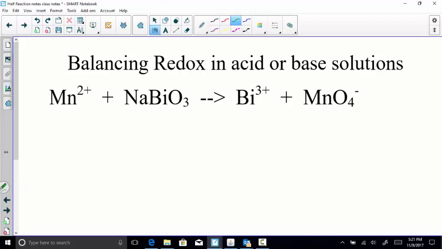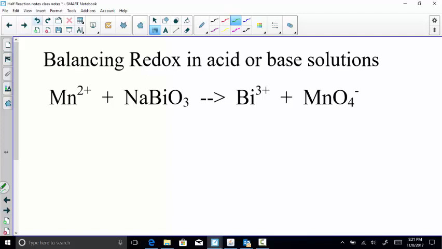Okay, so we want to look at what happens when we try to balance these in different types of solutions. One of the things you're going to see with these types of reactions is they're going to start out looking much different than what we're used to. They start out with different things that are usually ions. So what you have to remember is the key word here: these are already in some type of beaker, in a solution. So you just have to keep that in mind.